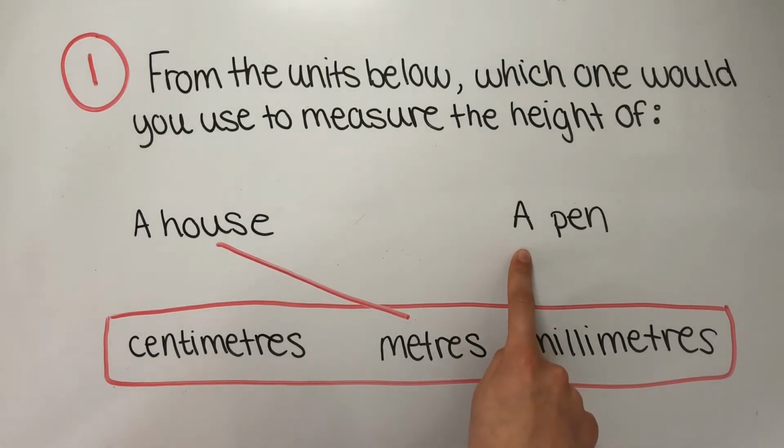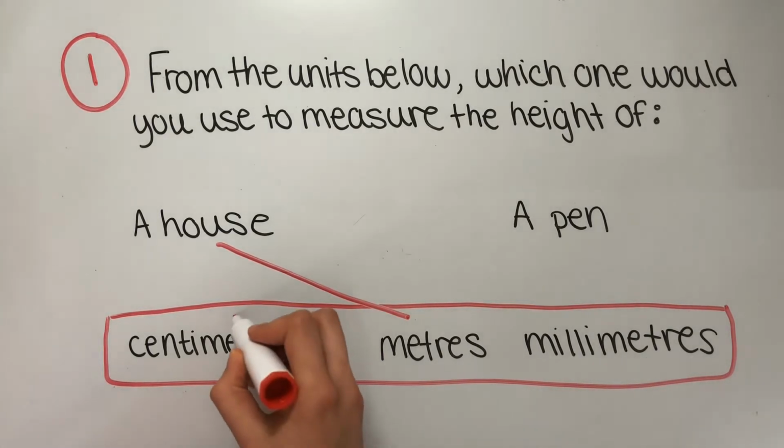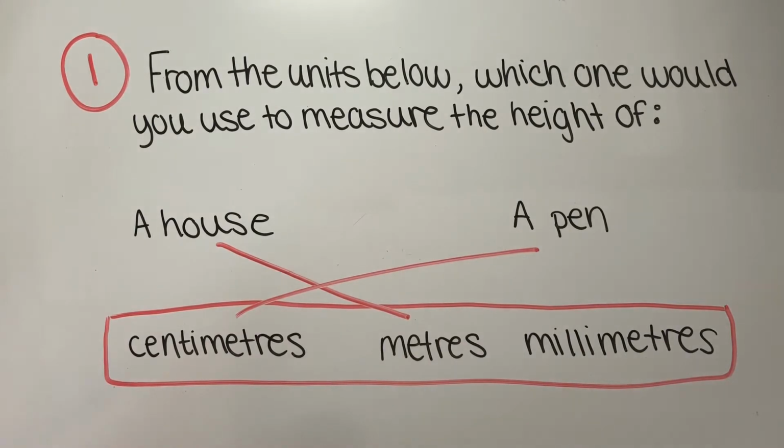For a pen, we know that it is a reasonable size, it's not too small, so we can't use millimetres, and it's not big enough to use metres, so therefore we use centimetres to measure the height of a pen.